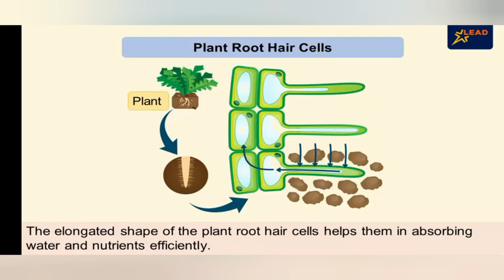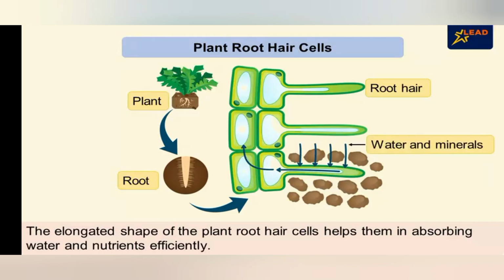Plants have specialized cells called root hair cells present at the tip of the roots. These cells are elongated in shape. The shape of the root hair cells helps in absorbing water and other nutrients from the soil in an efficient manner. Now, let us look at some examples of how the irregular shape of some cells helps in their functions.